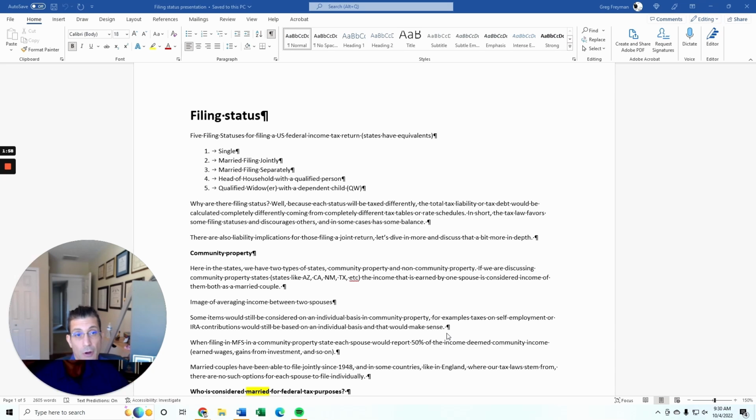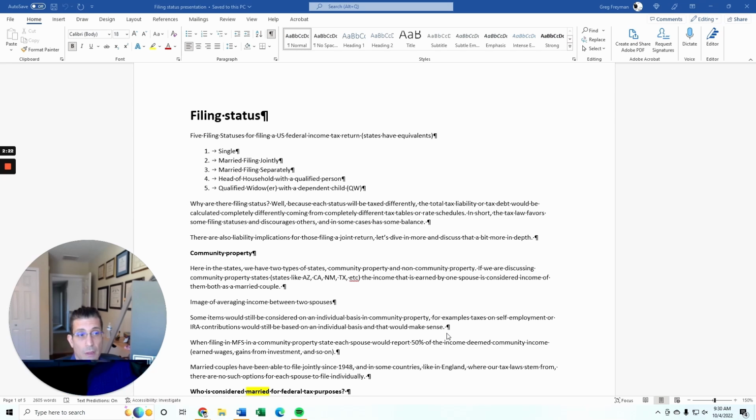Single is very straightforward. That's how people tend to file when they're not married, they're just single individuals. It's very straightforward. It's a lower tax bracket than, for example, married filing separately, and it's pretty much on par with married filing jointly. So let me backtrack a little bit.